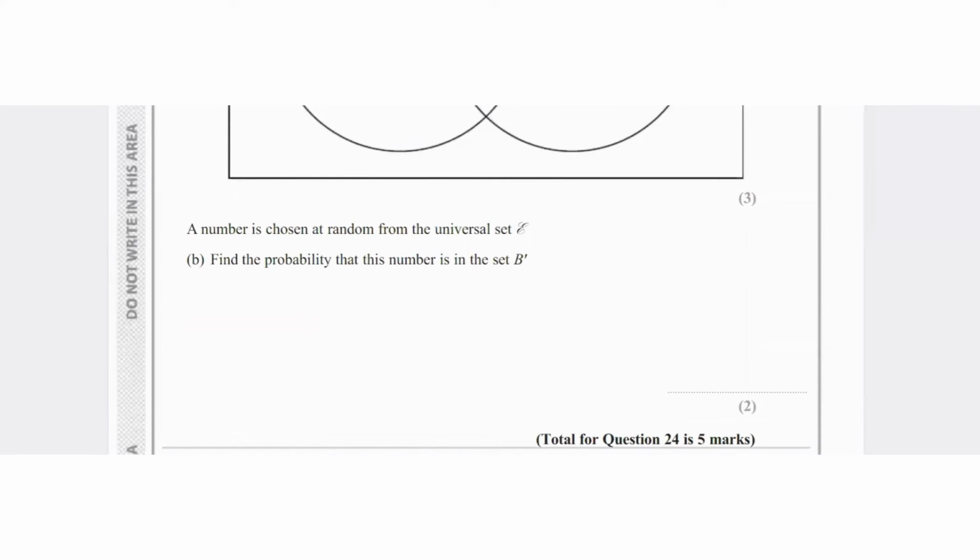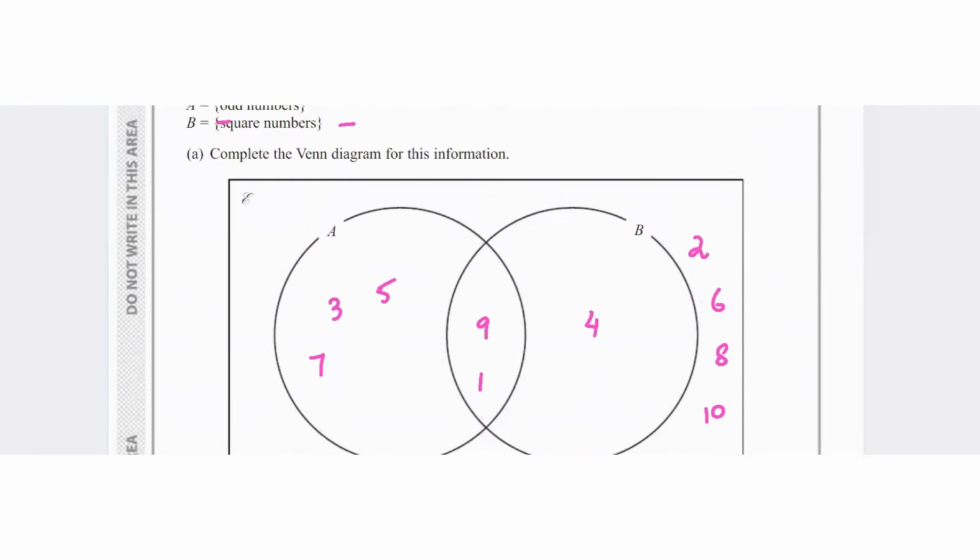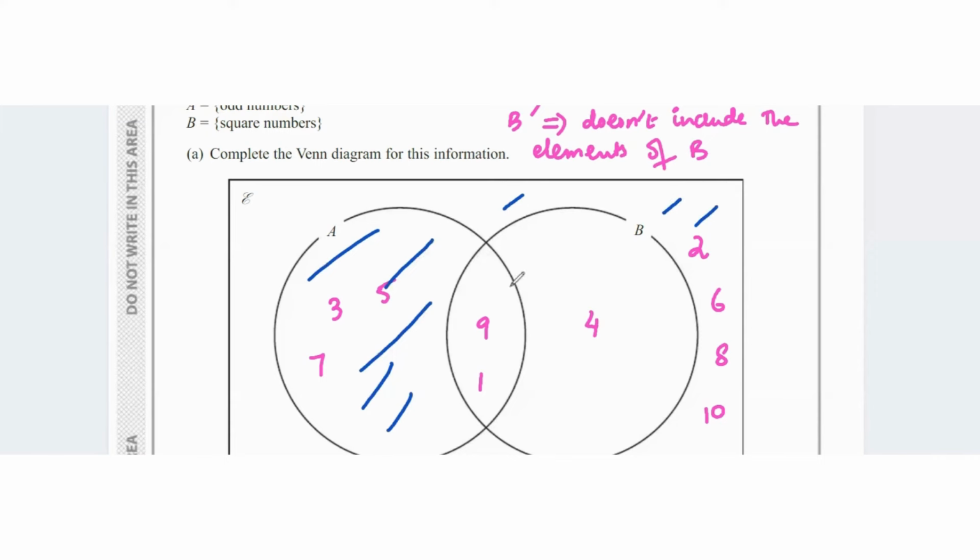A number is chosen at random from the universal set E. Find the probability that this number is in the set B complement. So to be in B complement, let me just go back over here. B complement is basically that set which does not have B. B complement does not include the elements of B. So that's going to be this and the terms outside. All of this is B complement.